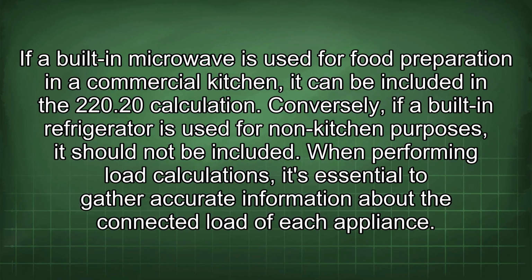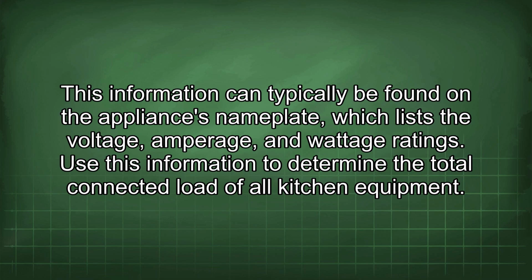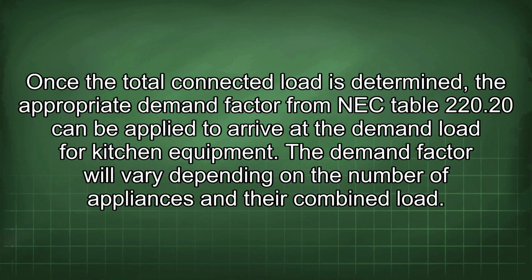When performing load calculations, it's essential to gather accurate information about the connected load of each appliance. This information can typically be found on the appliance's nameplate, which lists the voltage, amperage, and wattage ratings. Use this information to determine the total connected load of all kitchen equipment. Once the total connected load is determined, the appropriate demand factor from NEC Table 220.20 can be applied to arrive at the demand load for kitchen equipment. The demand factor will vary depending on the number of appliances and their combined load.